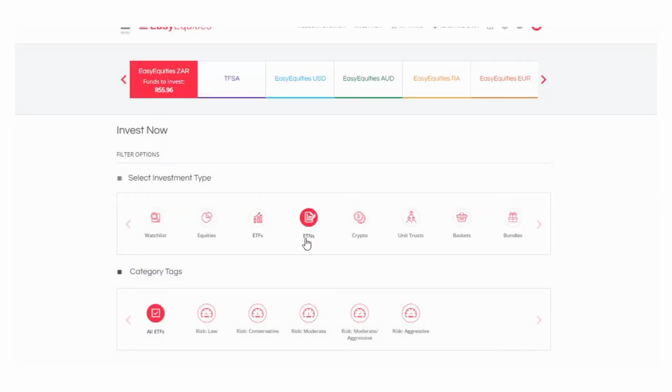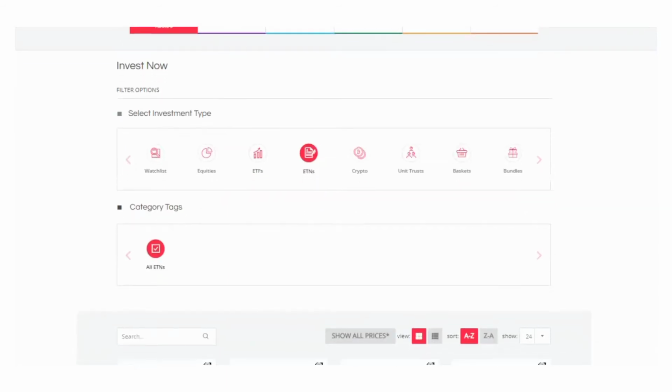ETNs. So ETN stands for exchange traded notes, and basically an ETN is a contract where an institution agrees to pay you an amount equal to the value of that contract based on when you bought it. So if you buy a contract for 100 Rand and that contract increases in value by, let's say, 20%, and now the contract is worth 120 Rands, if you sell that contract, the institution will pay you 120 Rands, which is your original 100 Rand plus your 20%.